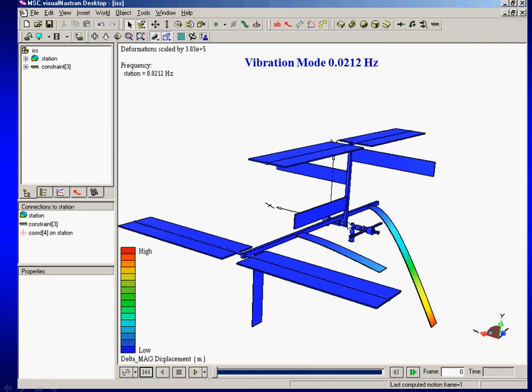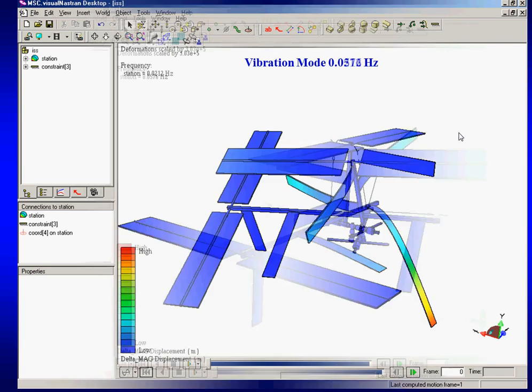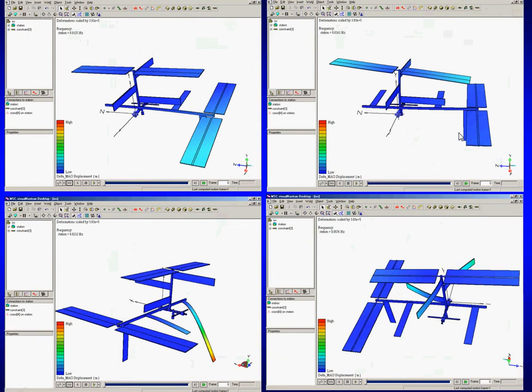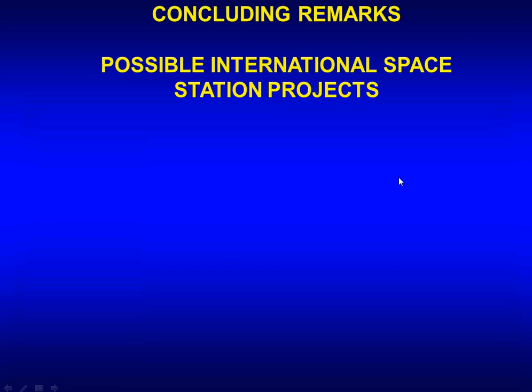Now here you can see an increase in the disturbance, 0.0212 hertz. This is one for comparison of different modes of vibration of the station that was done using Nastran Patran 4D.